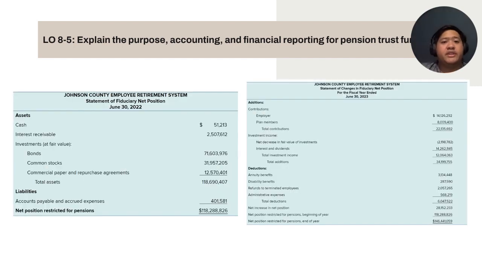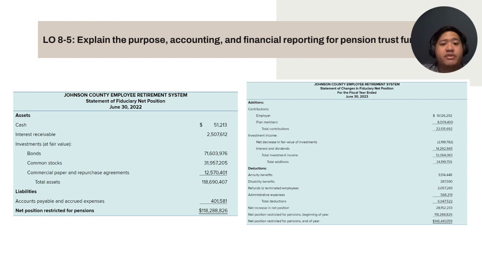Now, when reporting the defined benefit pension plan, there are two financial statements. The first is the statement of fiduciary net position that shows plan assets, deferred inflows of resources, liabilities, deferred outflows of resources, and net position. In this statement, plan assets should be reported at fair value. The other statement is the statement of changes in fiduciary net position that shows the additions to plan net position, deductions from plan net position, and net increase in plan net position.